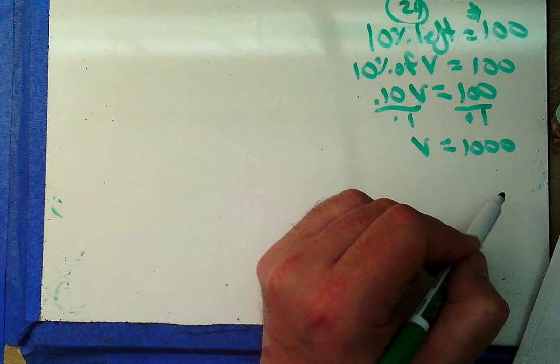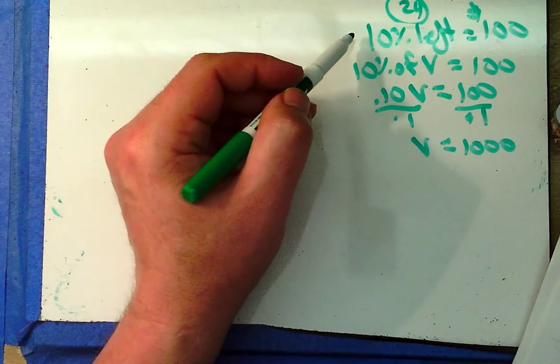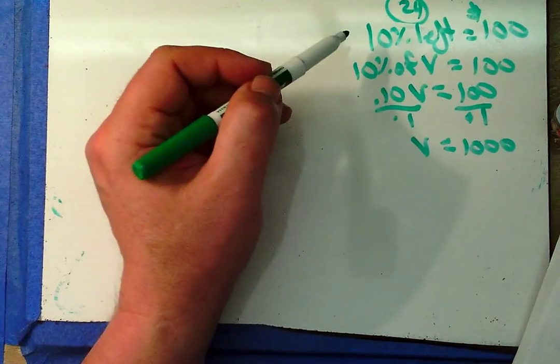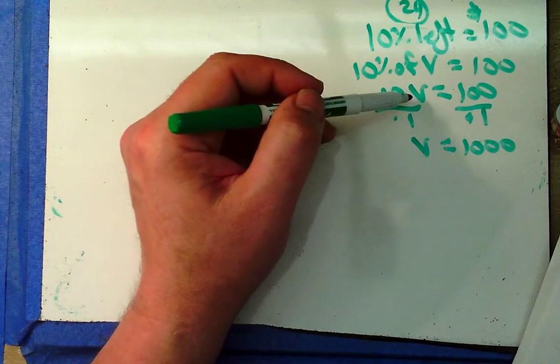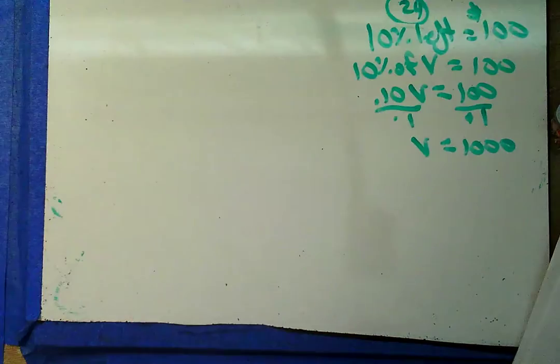Did she start off with $1,000? She had 10% left. That was 100. 10% of her vacation money was left.